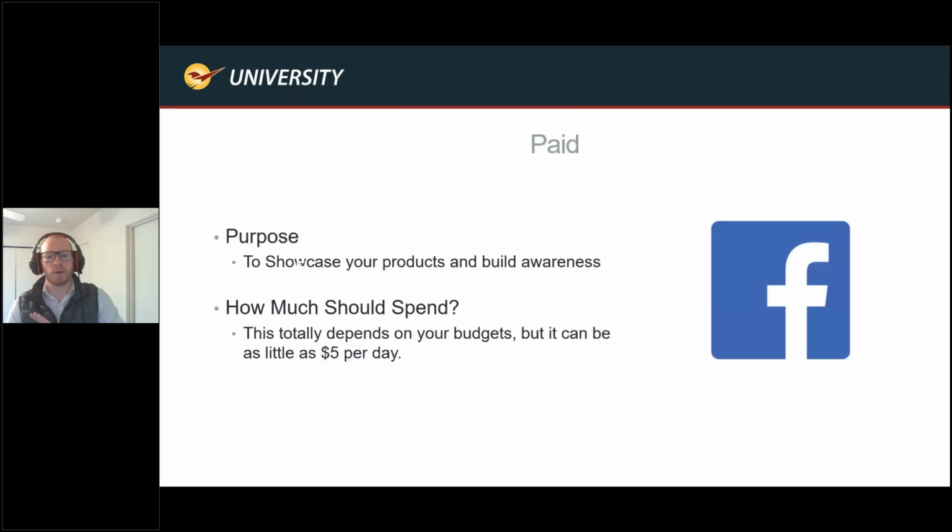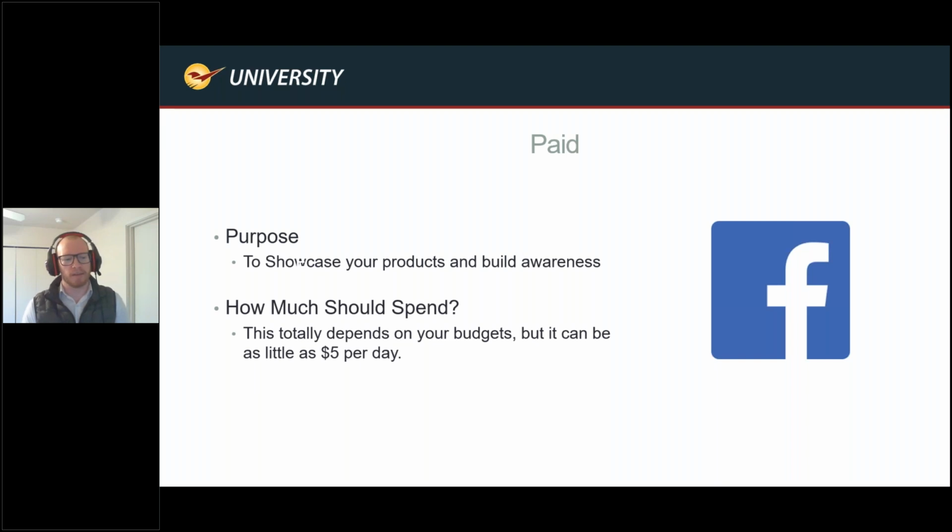Okay, next we're going to go over some paid traffic, how to use Facebook ads. Now, this is really the crux of what makes Facebook so great, especially if you're into marketing, or you're looking for new marketing channels, or a better way to spend the marketing dollars that you have allocated. So what's the purpose of Facebook ads? The purpose of Facebook ads is to showcase your products and build brand awareness.